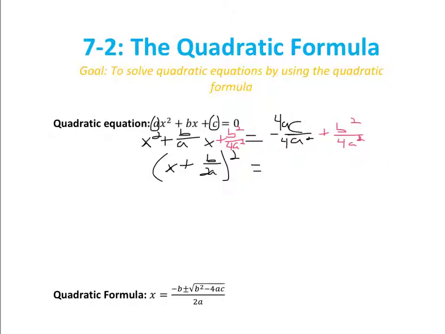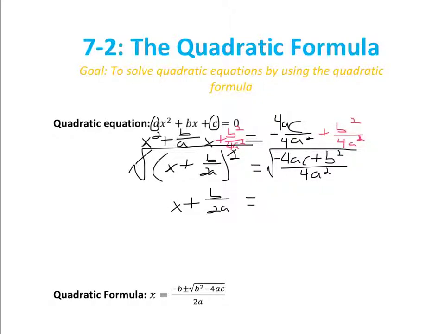You might see some resemblances to the quadratic formula at this point. Okay, so when I combine this right side, I have negative 4ac plus b squared all over 4a squared. Now I could take the square root of both sides. These cancel out. x plus b over 2a. And on the right side, I split the top and bottom. I'm going to write the b squared first. It should be plus or minus the square root of b squared minus 4ac, all over the square root of 4a squared, which is just going to be 2a.